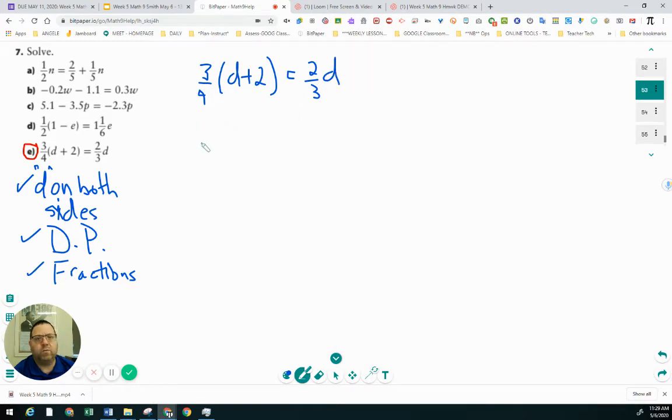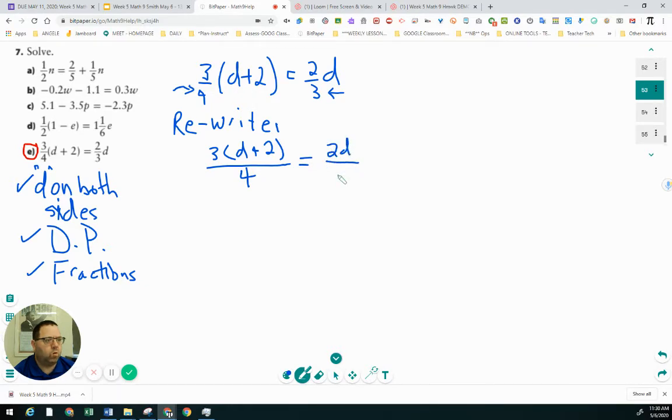Here's what I would do. I would do a simple little rewrite to begin with, and it's just a way of dealing with these denominators. Some of you may feel that the denominators are kind of a challenge to tackle. So let's interpret this question a little bit differently. Let's do 3D plus 2 all over 4, and this is totally legit, equals 2D all over 3.